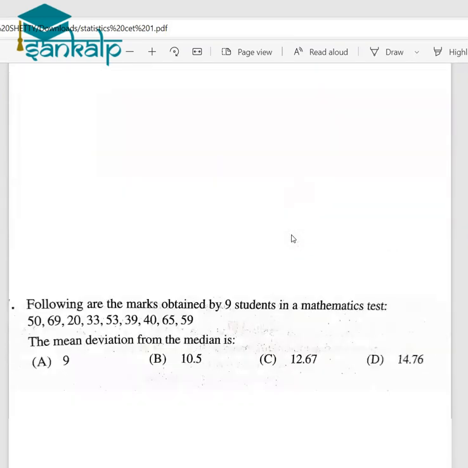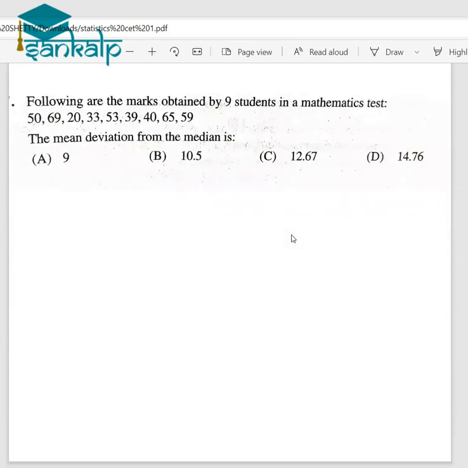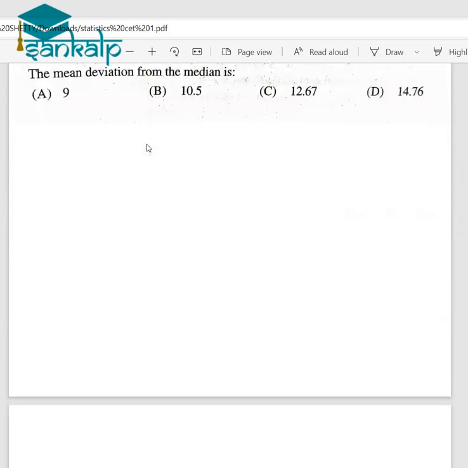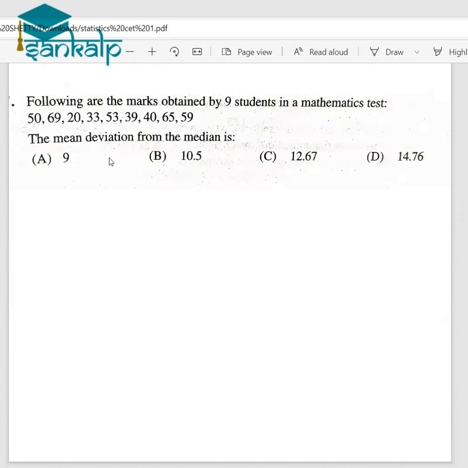Next question, question number 15. Following are the marks obtained by 9 students in mathematics test: 50, 69, 20, 33, 53, 39, 40, 65, and 59. The mean deviation from the median is. So we need to calculate the mean deviation from the median.